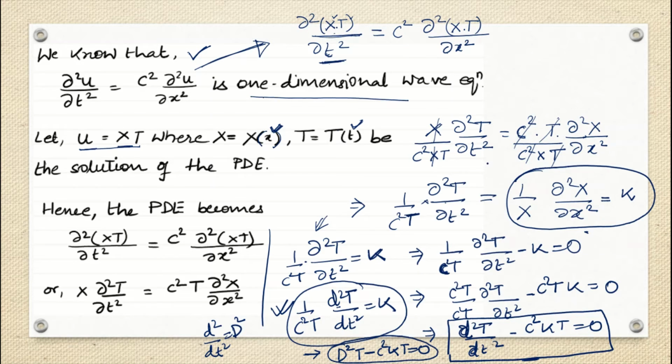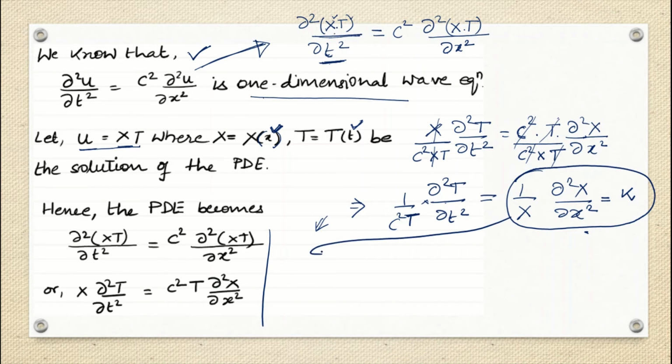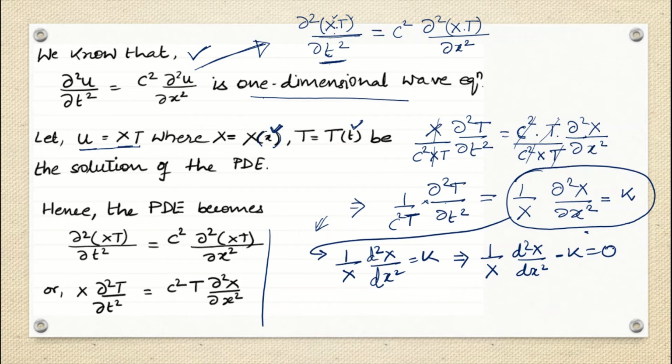So for that, what will I write? Again I write 1 by x del 2x by del x square. If it is only one variable, I can easily write d2x by dx square instead of del. Fine. Now because this has become an ordinary differential equation, I can rewrite it the same way as 1 by x d2x by dx square minus k equals 0, because I just want to take this k into my left hand side to make the right hand side 0.